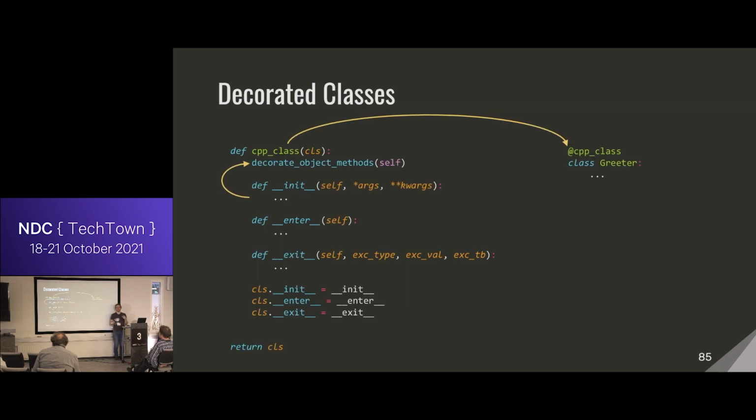So instead of having a CPP class, we can have a CPP class function that takes a class and converts it into a CPP class, just like we created before. We define all the init, enter, and exit methods. We decorate all the current object methods, and then we just assign the new init, exit, and enter methods to our class and return the new class. This works. Then classes can be used with the decorator syntax as well. So we just use the CPP class function as a decorator and convert our greeter to a CPP class.